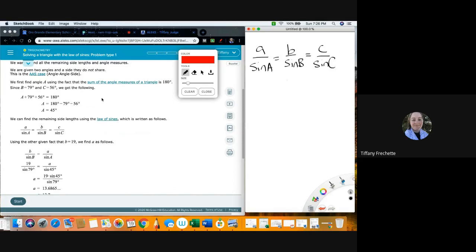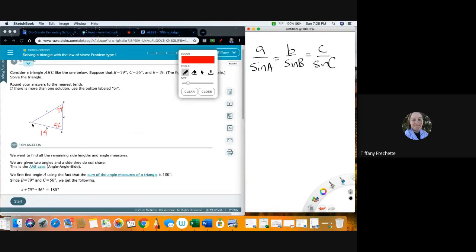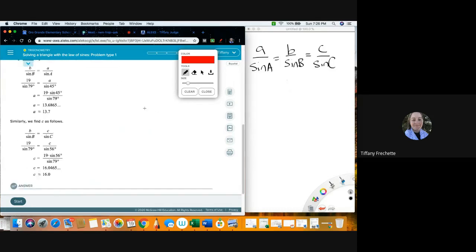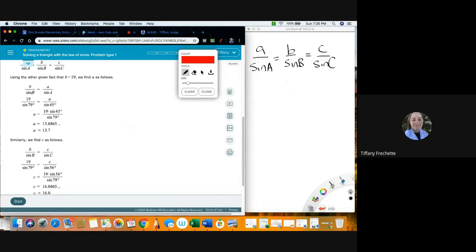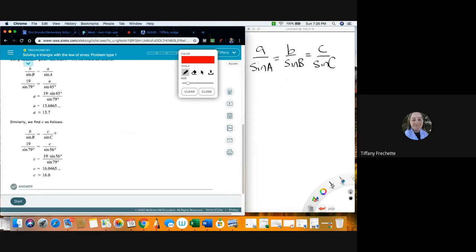And the sides are opposite the angle. So if you notice, angle A here is opposite side A. C is opposite side C. B is opposite side B. So it's like that on all of them. So then we just determine which pieces do we have and we fill them in. And we go through and we solve for each piece that we're missing.